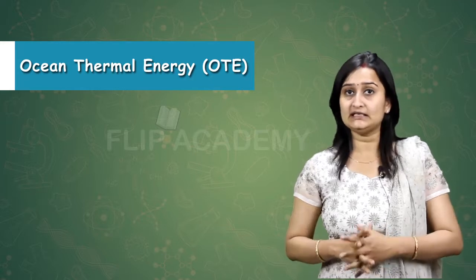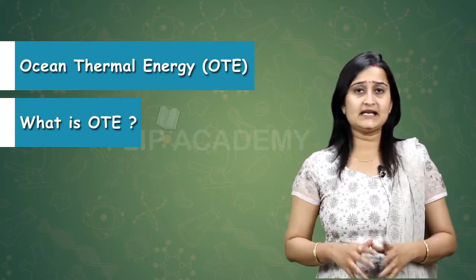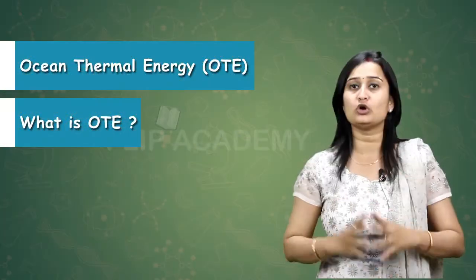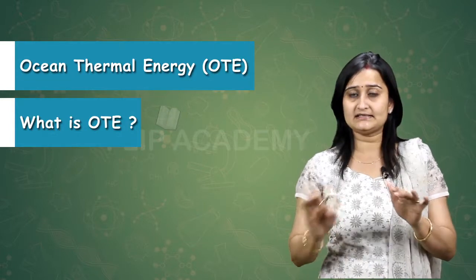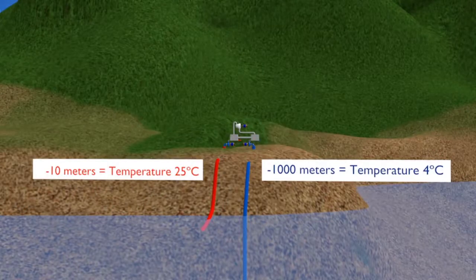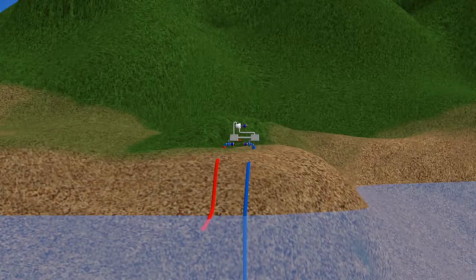The third is ocean thermal energy, that is OTE. What is this OTE? The surface of the ocean is heated up by the sun. The sun continuously heats the surface of the water of the ocean. If you compare the temperature of the surface water with the water deep into the ocean, there is a vast temperature difference. Due to this temperature difference between the warm water above and the cold water at the deep ocean level, electricity is generated.